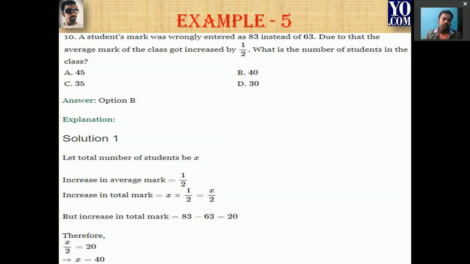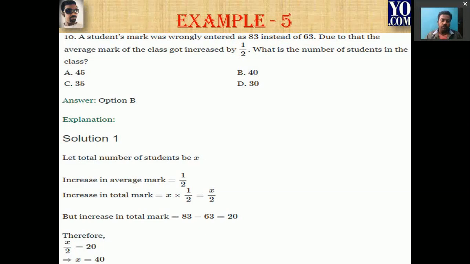We are having three data. One is 63, the original number, the original data. Wrongly entered is 83. So instead of 63, 83 is substituted. Then the average mark is increased by 1 by 2. What is the number of students in the class? So the answer is B, 40.